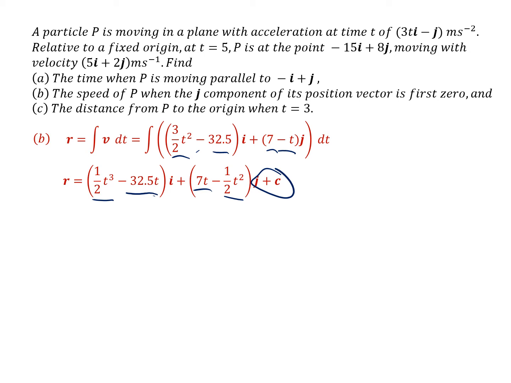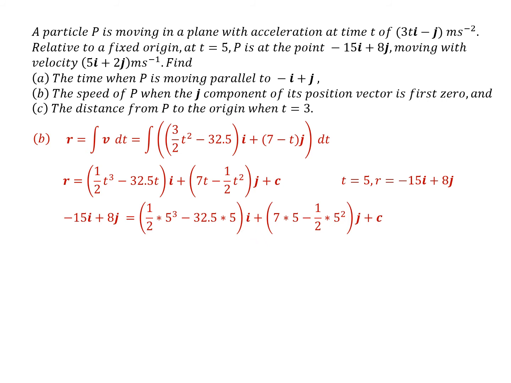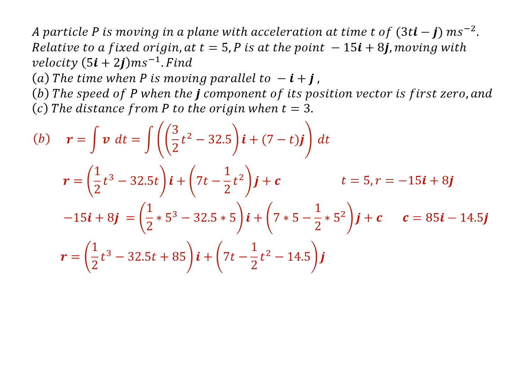How can we find out that constant? Well, we know that when t is 5, the position vector is minus 15i plus 8j. So we're putting 5 here, here, here, and here, and we're making that equal to minus 15i plus 8j. And thank goodness for calculators. That gives us that expression for c. So when we put that there, we get this as the position vector of the particle at any time t.